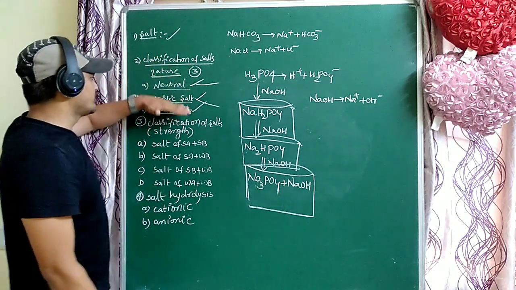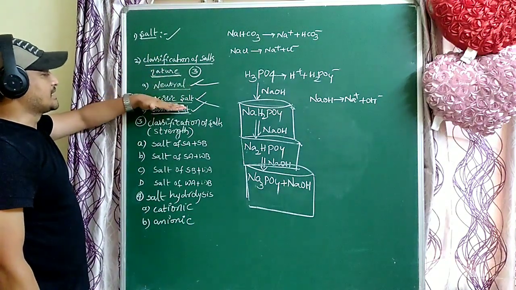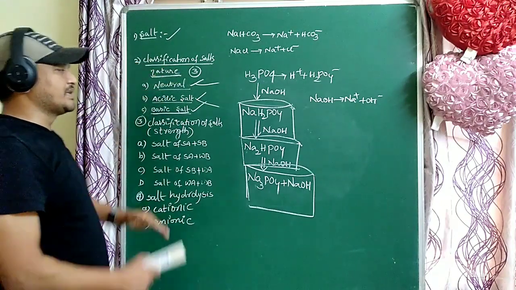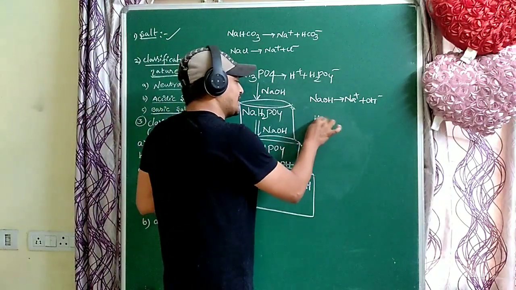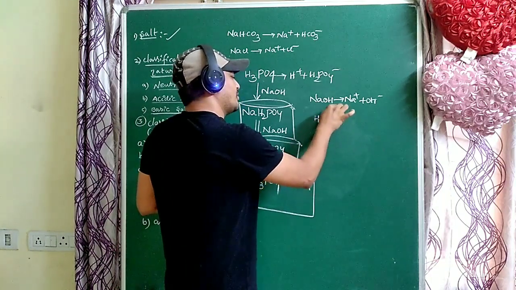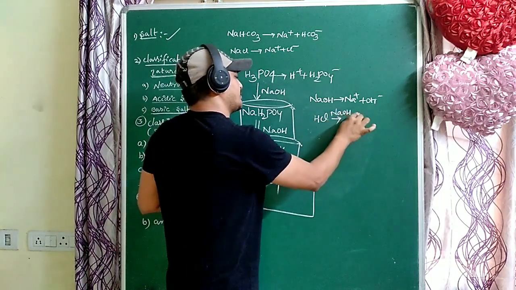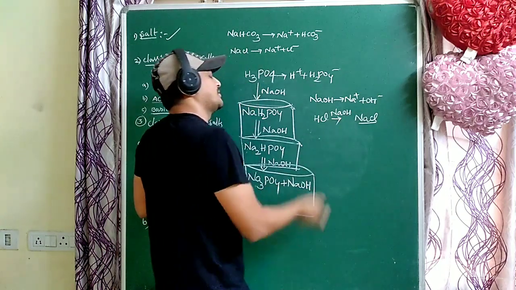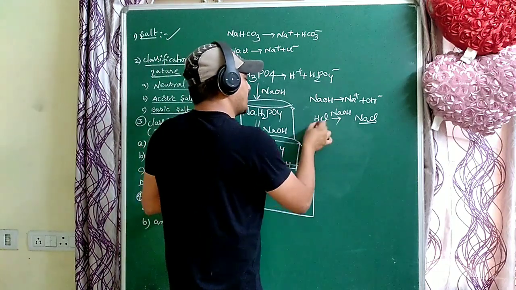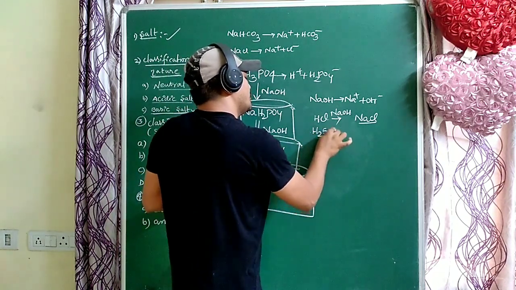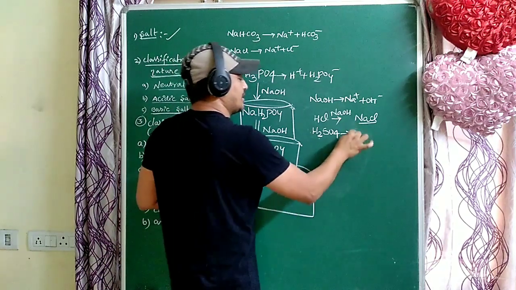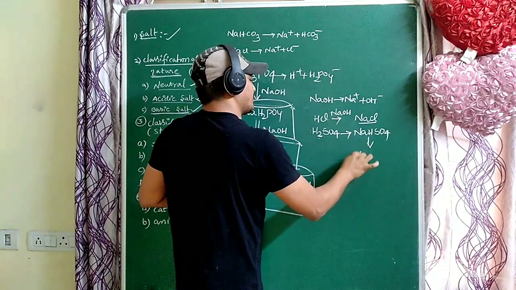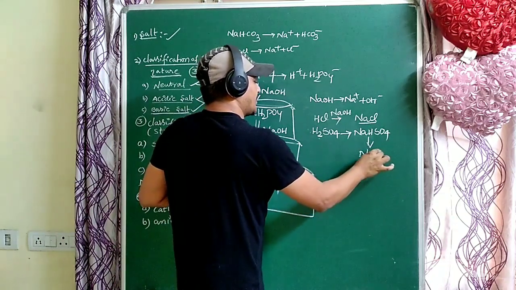Salts are divided into three types: neutral salts, acidic salts, and basic salts, depending on acidity and basicity. For example, HCl is a monobasic acid. It forms only one salt, that is the neutral salt. Monobasic acids form only one type of salt, the neutral salt. Dibasic acids form two types of salts: the first salt is an acidic salt and the next salt is a neutral salt.